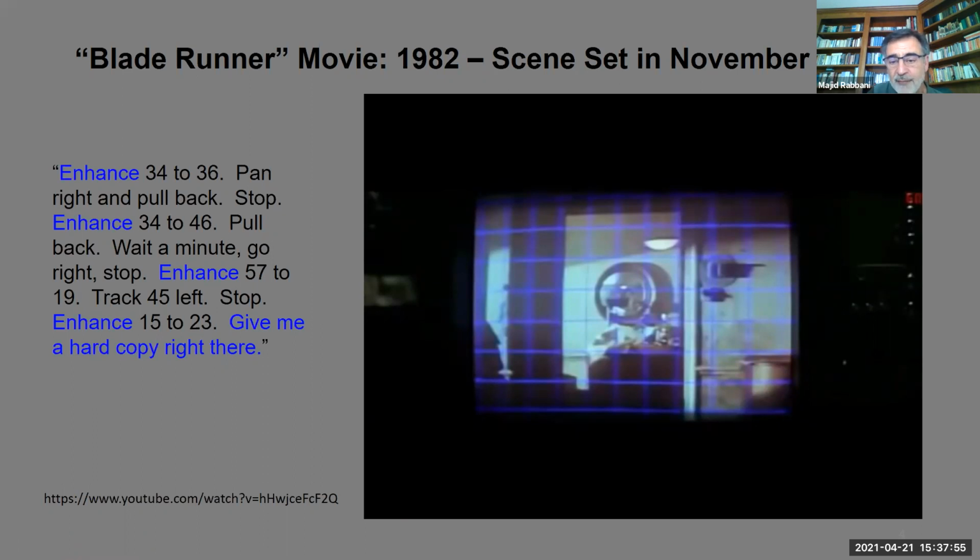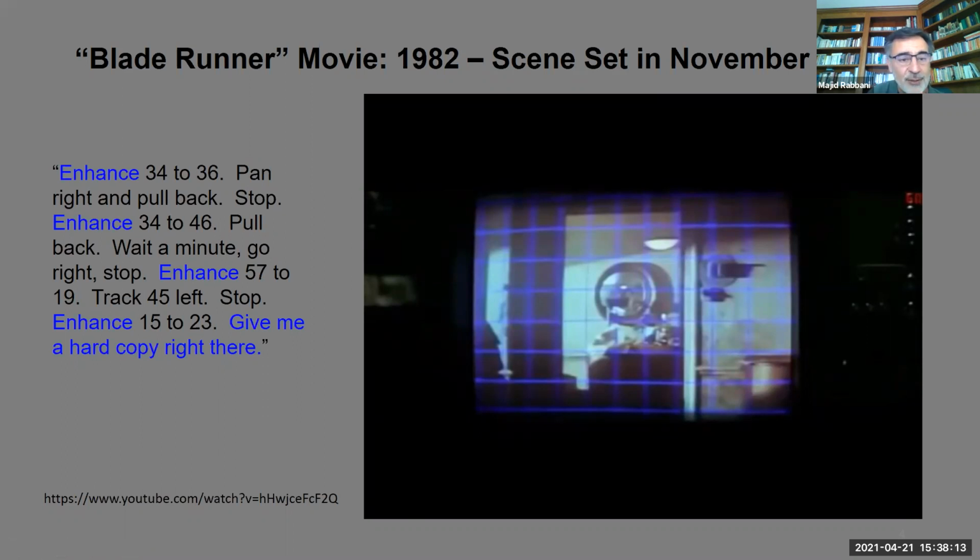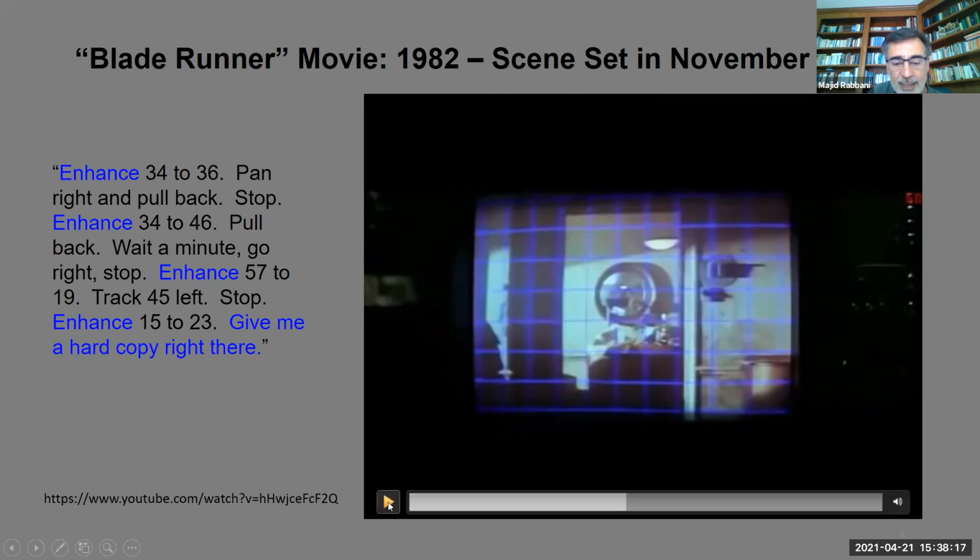You're looking at a frame of that video right now where there is a mirror, and he would actually end up getting the face of a person from that mirror and then printing it in a hard copy print. So the wording, as you could see to the left, is enhanced 34 to 36, pan right. So we're going to see all that, and I'm going to play the video.